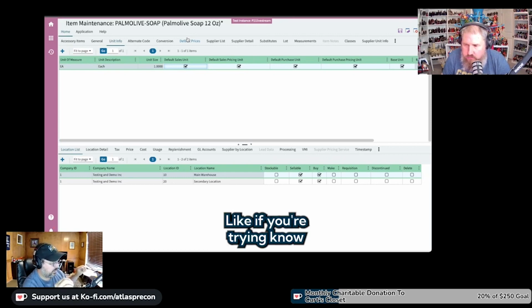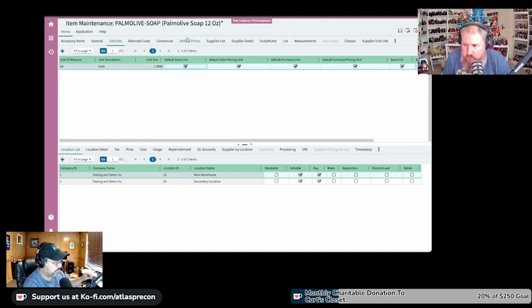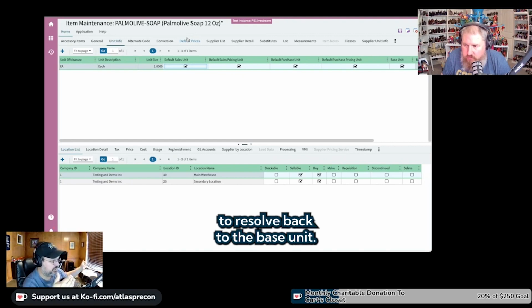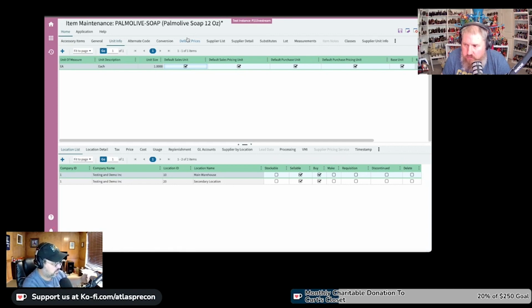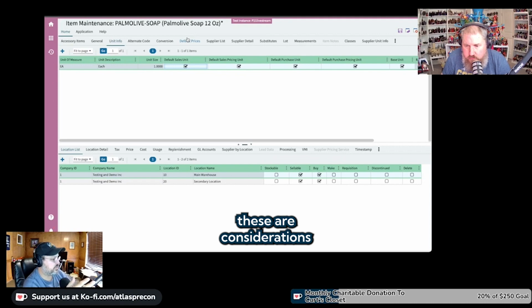If you're trying to know how many pens you sold, your substitution is going to be messed up because it's going to try to resolve back to the base unit. But if the two base units are not common to each other, the data is worthless. So, these are considerations.